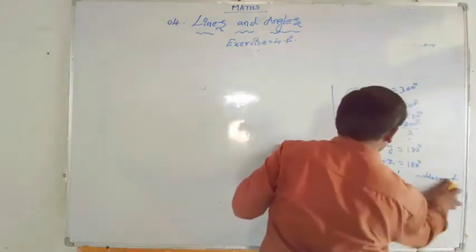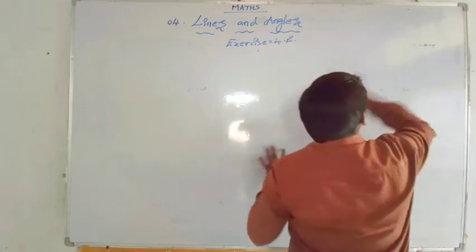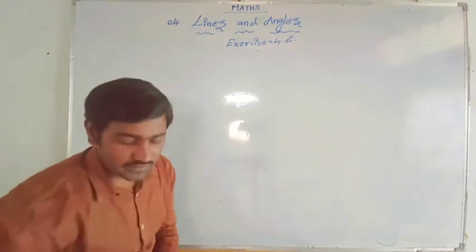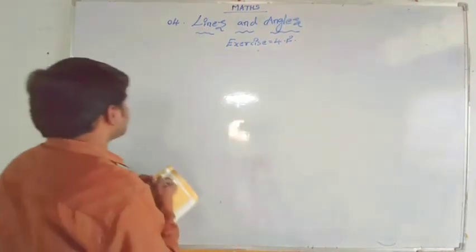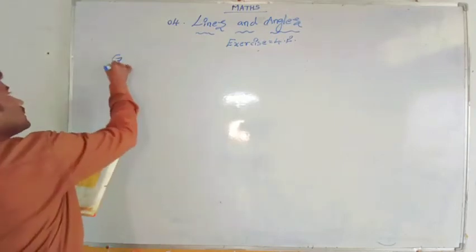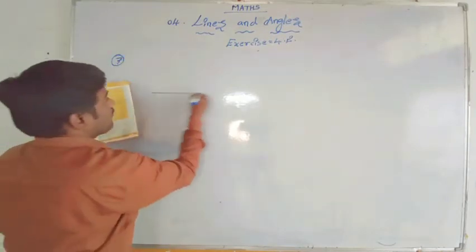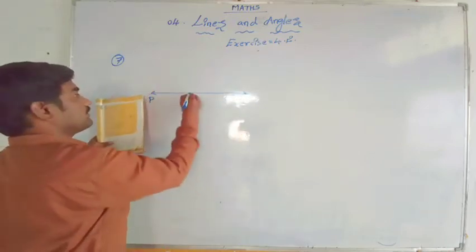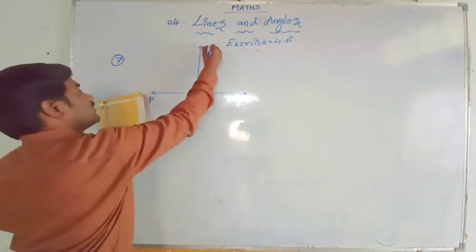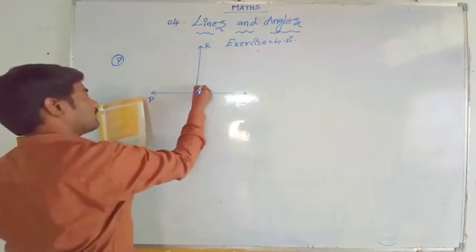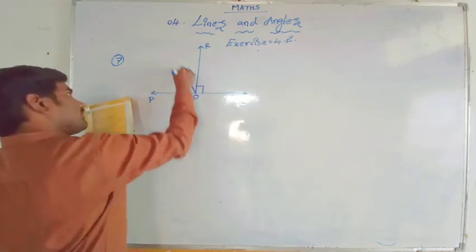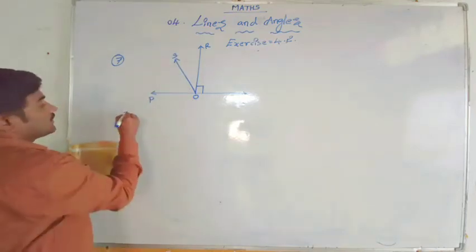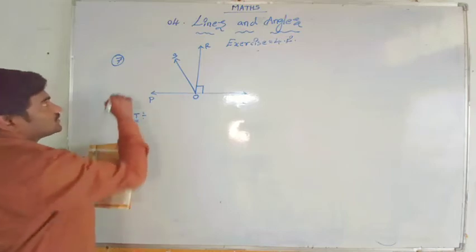The 7th question from this exercise. Yes, the 7th question is that, very clearly we have to listen to this 7th question. Let me draw the diagram. Later I will explain what this diagram means. Let us see what is in the question.